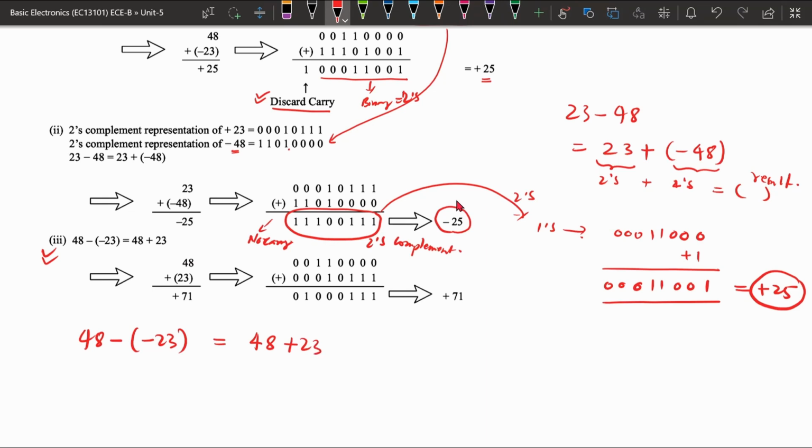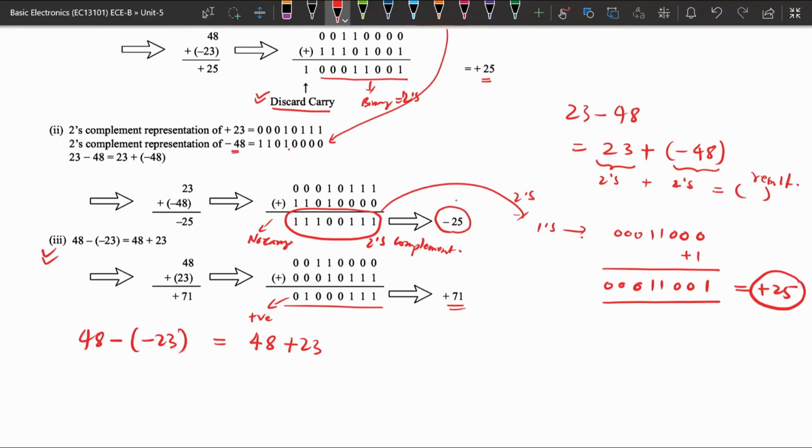We represent 48 in binary and 23 in binary and add them, and the result will be in binary. The MSB is 0, which means it is a positive number, so the binary representation and the 2's complement representation are the same. Whatever the decimal equivalent is, that will be your plus 71. This is your result.